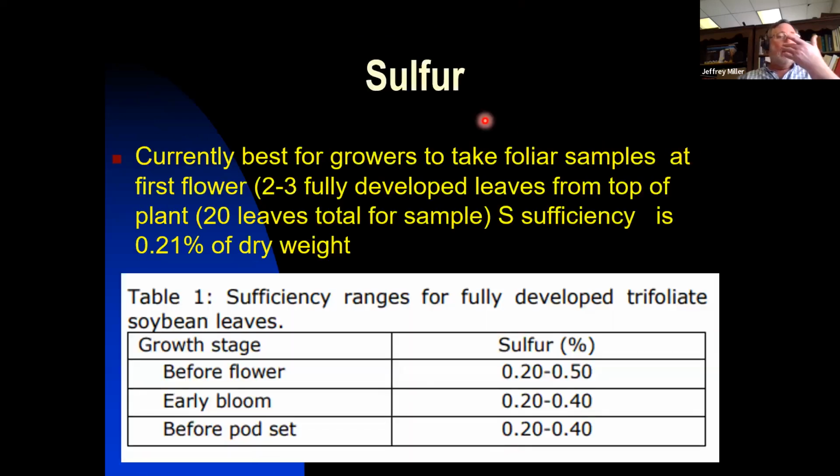So specifically looking at sulfur, one of the things that you can do is a foliar analysis. So taking 2 to 3 fully developed leaves from the top of the plant, and having 20 leaves at a minimum, and basically doing an analysis of that foliar material. You should have 0.21% or roughly around that for adequate supply.